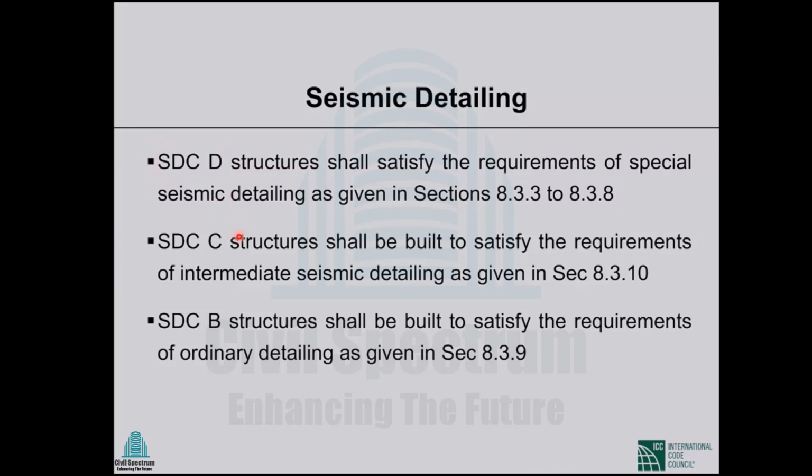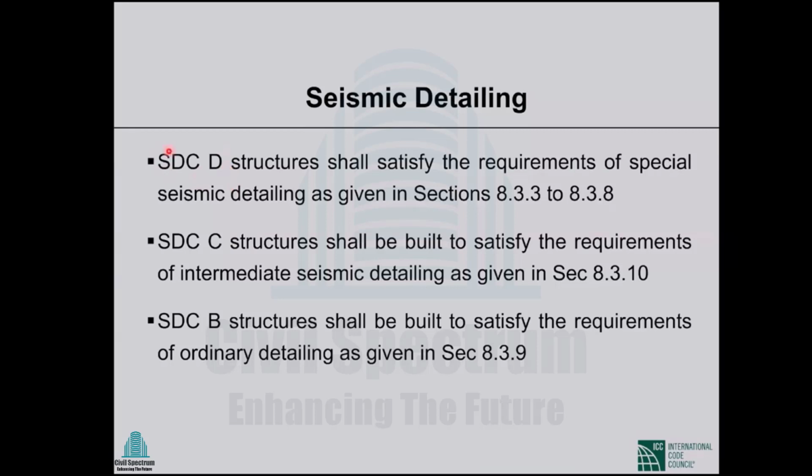Based on seismic design category, you determine if a certain height of the building is allowed or not in specific zones. You determine the value of R, you determine the value of CD. So the loads are calculated based on seismic design category, and then design, and after the design, the detailing depends entirely on seismic design category.